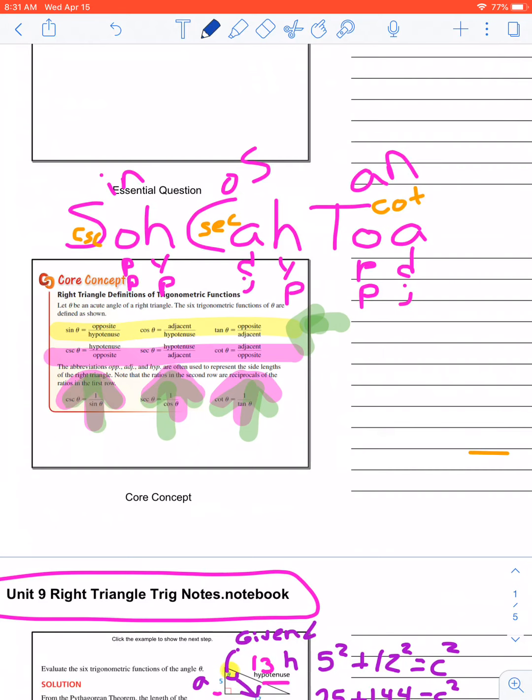What we did on day 1 is we just identified sine, cosine, and tangent, just like we always have by using Sohcahtoa, and then flip those fractions to find cosecant, secant, and cotangent.